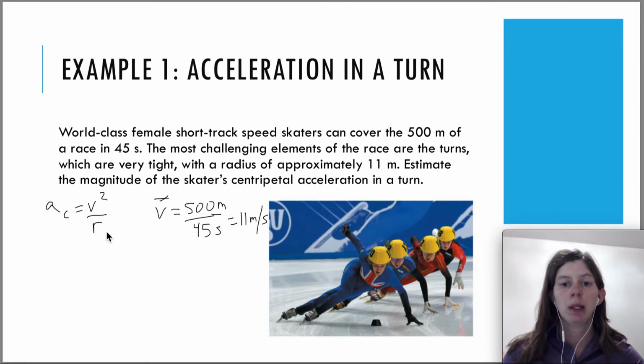Now we need to find the centripetal acceleration. So plug this speed into the equation: v squared, 11 squared, and the radius was also 11. That means the centripetal acceleration is approximately 11 meters per second squared. So this is indeed a high acceleration. It's higher than g, which is 9.8. But in order to do this, they definitely have to lean into that circle.